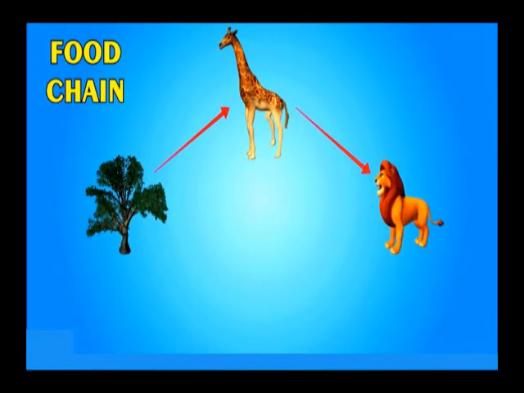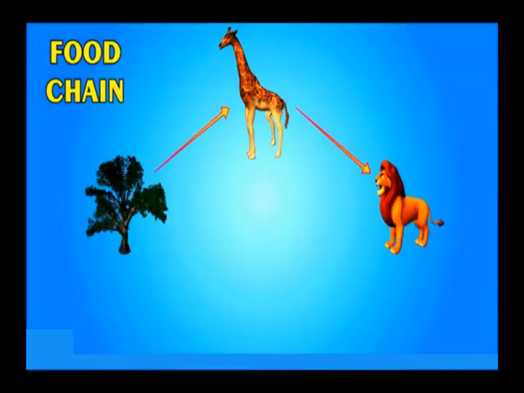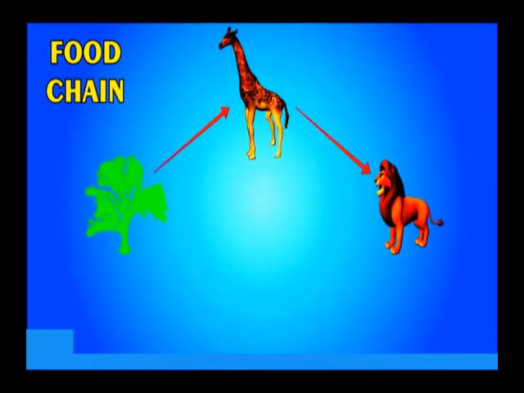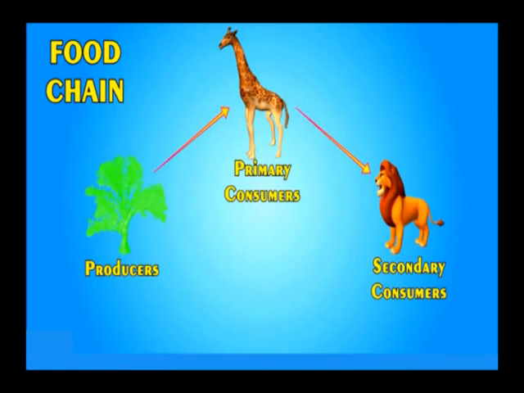So you see, plants synthesize their own food. Other animals eat plants, and other animals eat these animals that feed on plants. So all are dependent on plants for food. This is called a food chain, and it starts from the plant. In food chains, plants are called producers. The species who eat plants are called primary consumers, and the species who eat those species that are dependent on plants are called secondary consumers.